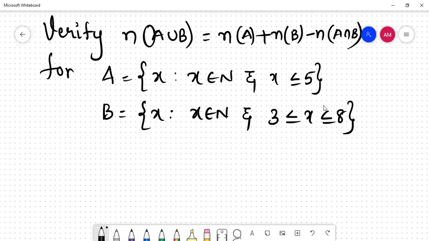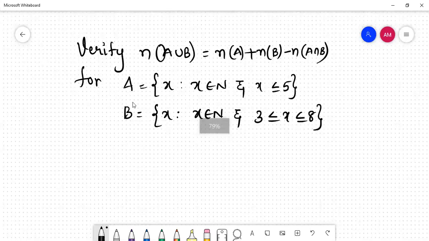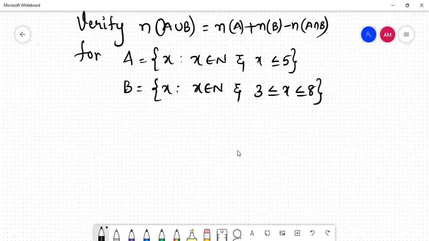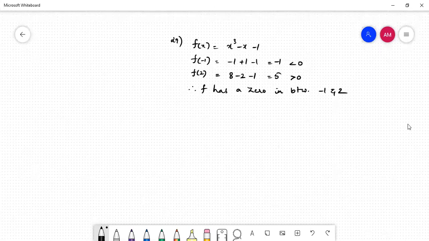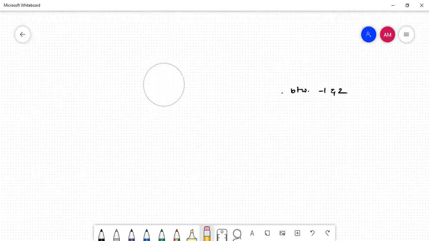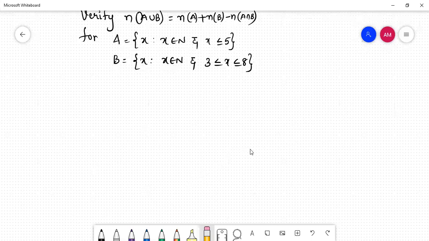So what is this form called? This is called set builder form of a set, isn't it? A and B are explained by using set builder form. Okay. Let me erase this problem. Okay, so let us move to this.